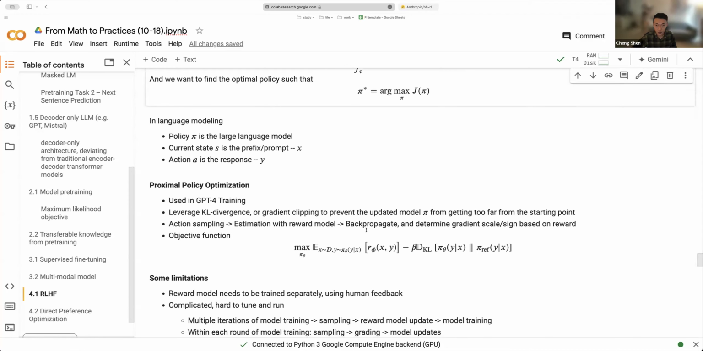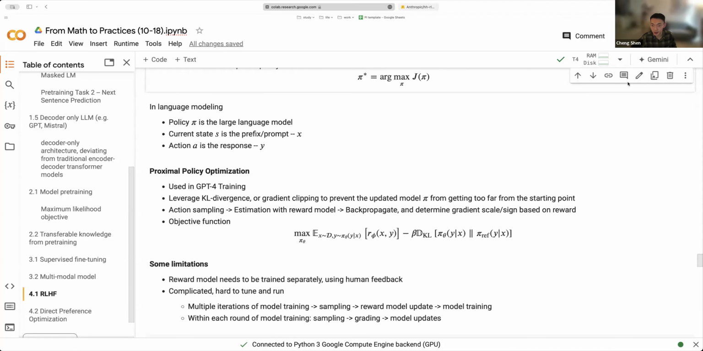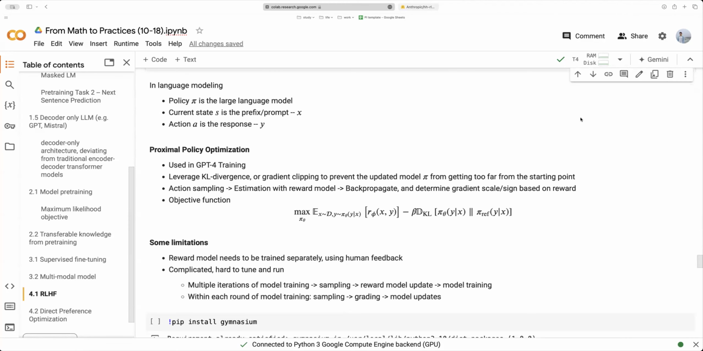Yes, so there are some more details here. Oh, I see Vasil raised the hand. Yeah, I have a question in terms of rewards.